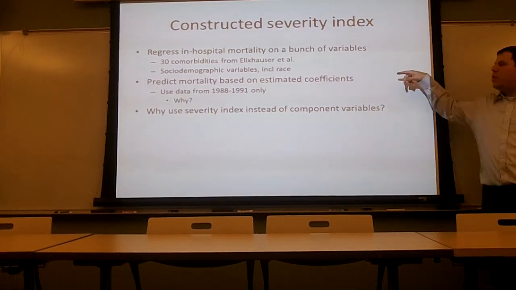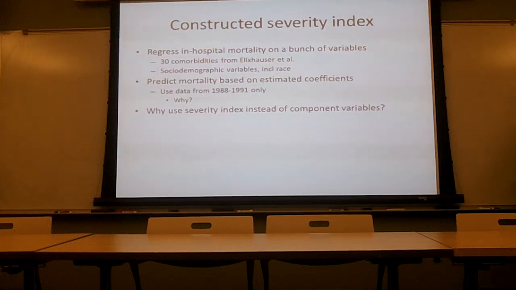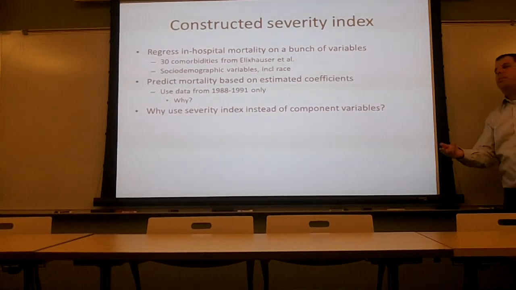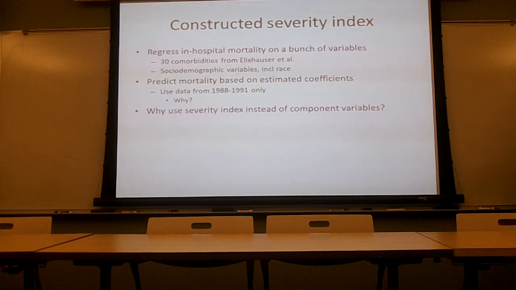And then they used that prediction model, kind of like a risk model, to calculate each discharge's risk of mortality conditional on their specific set of comorbidities and covariates. But they only used data from the pre-period, from 88 through 1991. Anyone have an idea why you might want to do that?